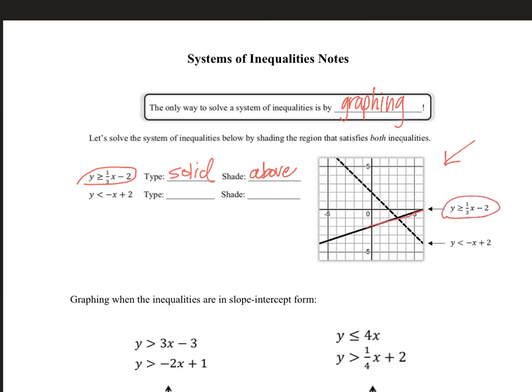Here is that same line. It's right here and it's solid and I need to shade above. So that's what I'm going to do in red. At this moment, just ignore the dashed line.